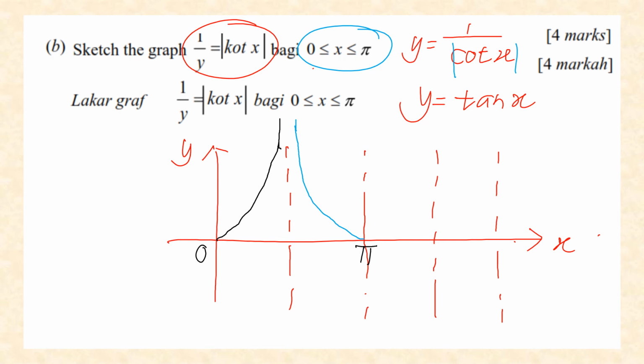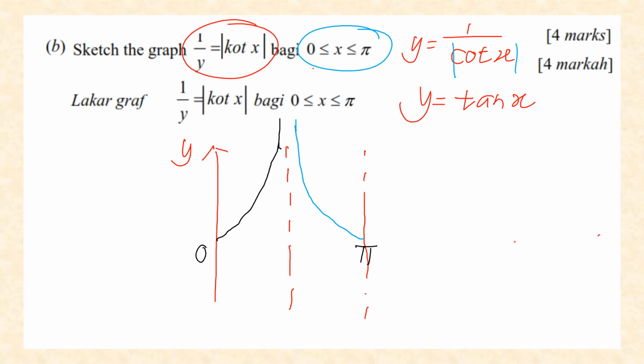Hence, by using the same axis, sketch a suitable straight line to find the number of solutions. Since I'm not using this part, I'm going to erase this. Wait, I take my eraser. Okay, I place back my line. I don't know whether I can get it right or wrong.